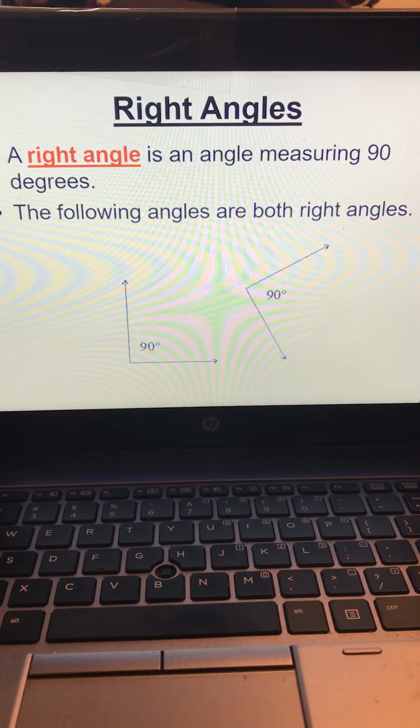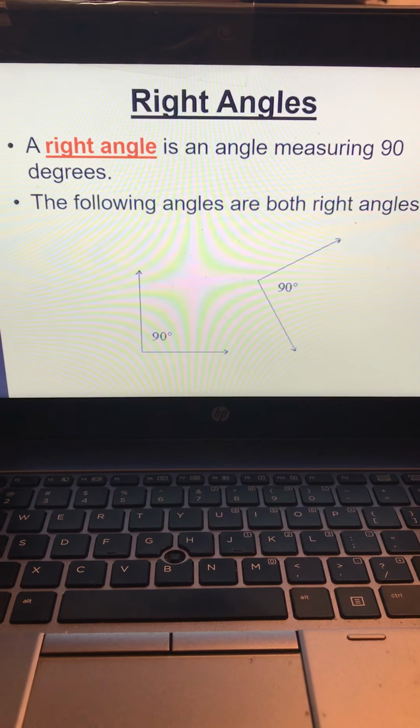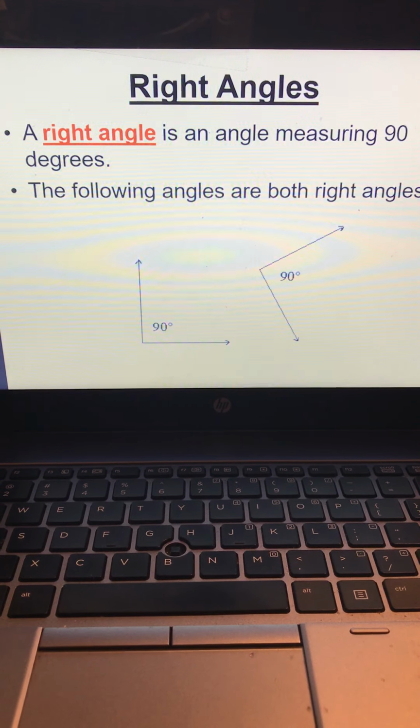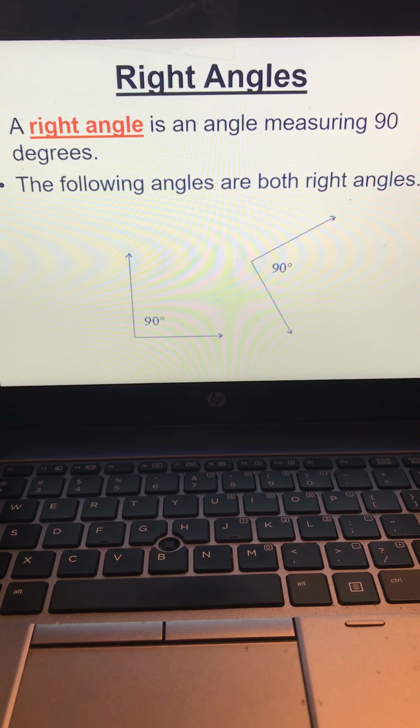And again, today's focus will only be on right angles. A right angle is an angle measuring 90 degrees. The following angles are both right angles.